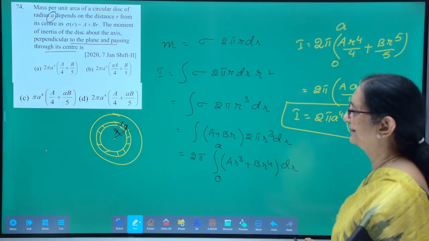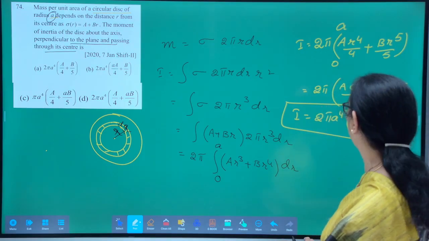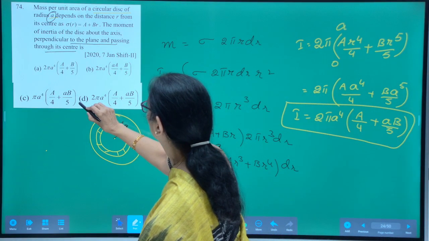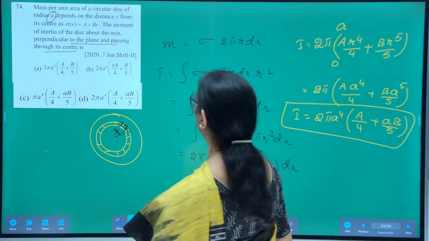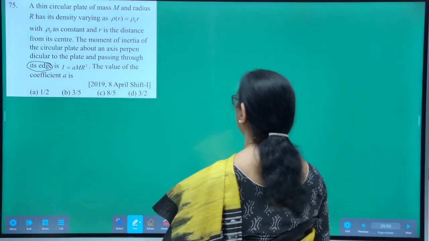Okay, it's nice, isn't it? So, what is the correct option for that? 2 pi a to the power of 4, a by 4 plus this one. Okay, that is the correct option for that problem. Move on to the next problem.